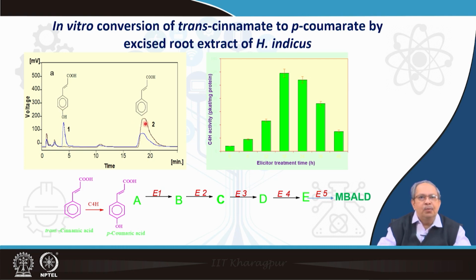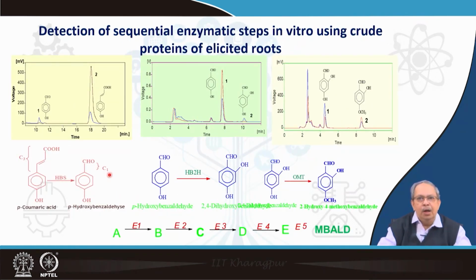So, you see that the product formation is enhanced, and the substrate is getting depleted. Here you see the product formation, and with elicitor treatment at different time points, such enhancement of enzyme activity was noted. So from there it is clear that indeed cinnamate 4-hydroxylase is working in that metabolic pathway, which ultimately leads to the formation of embald, that is methoxybenzaldehyde, which is the fragrance.